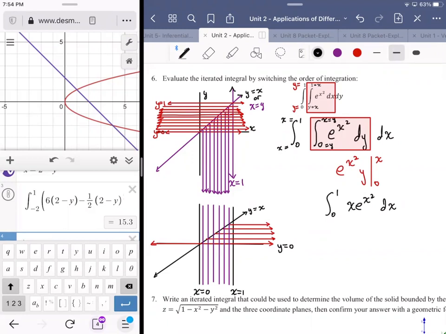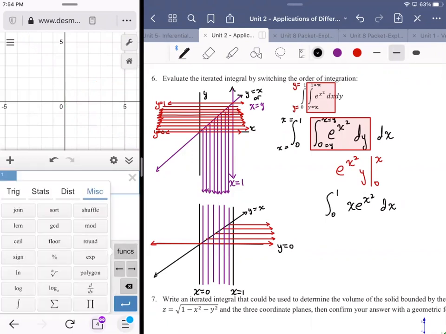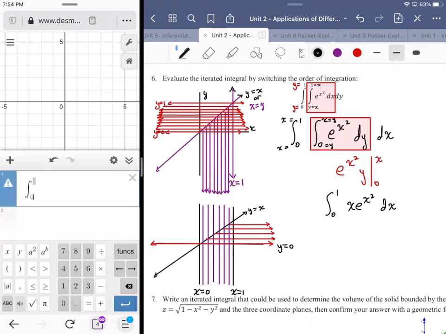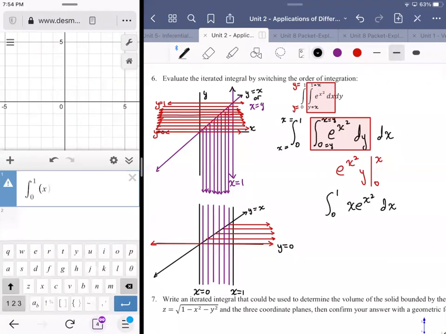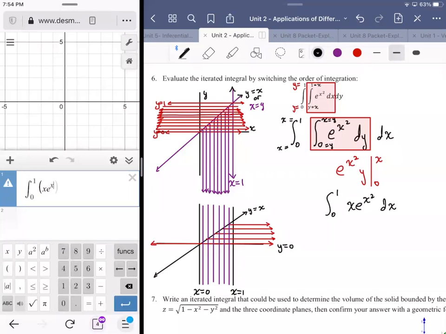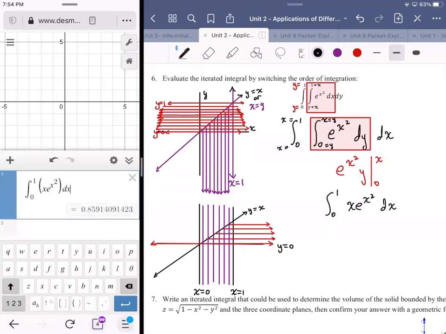Yeah, you could do that by hand with a little bit of u sub, but I don't want to. How about antiderivative over the interval of 0 to 1, x, parentheses, x e to the x squared, close it up, slap a dx on at the end, and you have it at approximately 0.859.